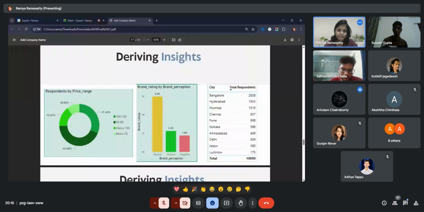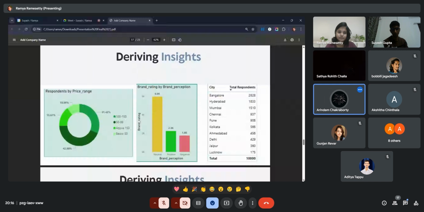Can I say something? Yes, Arindam, you can. On the third visual, I can see there is a city-wise total respondents breakdown. Bangalore has the highest respondents, and Lucknow has the lowest. Correct. In the middle chart, we are comparing brand rating by brand reception. Neutral has the highest rating, followed by positive, then negative. Correct.